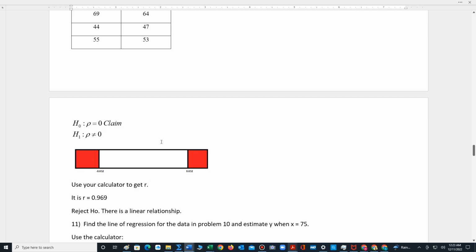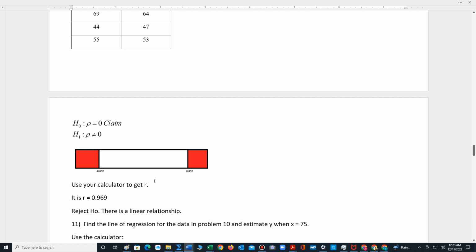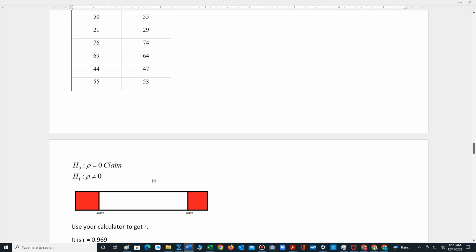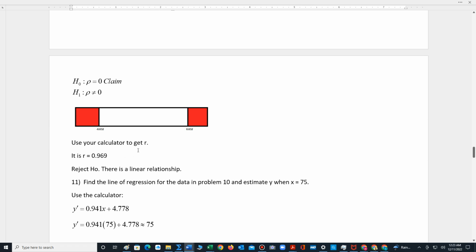We draw the R bar. We have to look up the critical values in table I. So we need degrees of freedom. We count the number of pairs. 1, 2, 3, 4, 5, 6, 7, 8, 9, 10. Remember, degrees of freedom is n minus 2. So 10 minus 2 is 8.